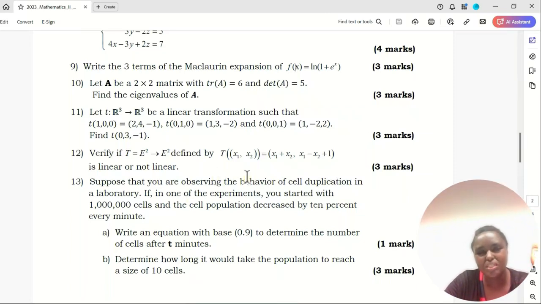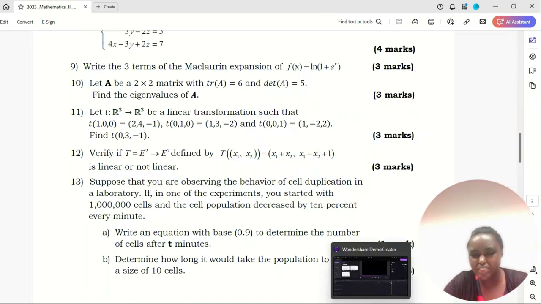Let's start with scalar multiplication. I think it will be easy. We have our function T.